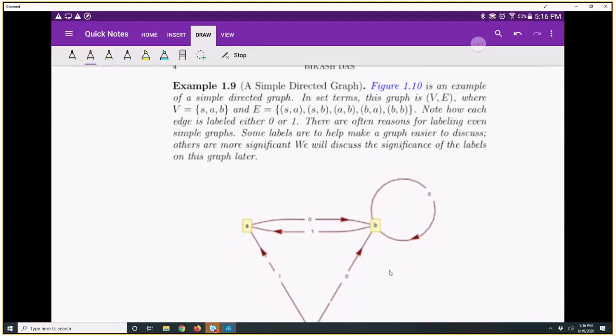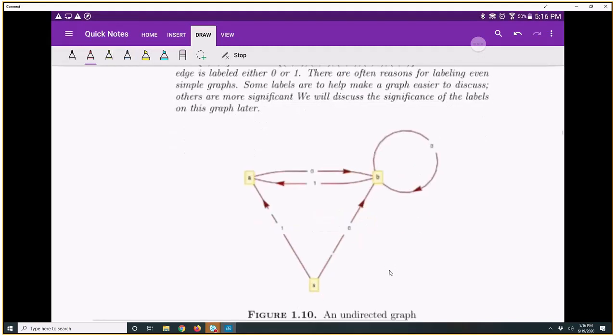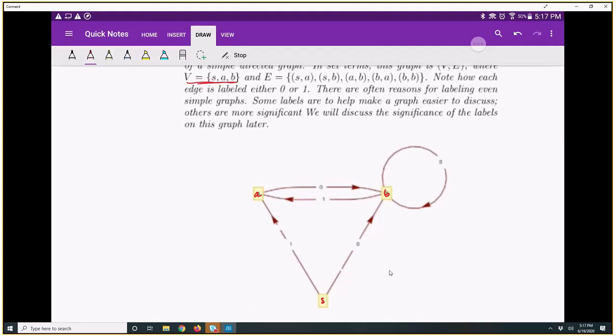So here's another example of a simple directed graph. We're going to call the set of vertices V and the set of edges E. Just from looking at the graph, this is S, A, and B. So we can tell right away that V should be the set S, A, B. And then we can also find the edge set just by reading the graph.